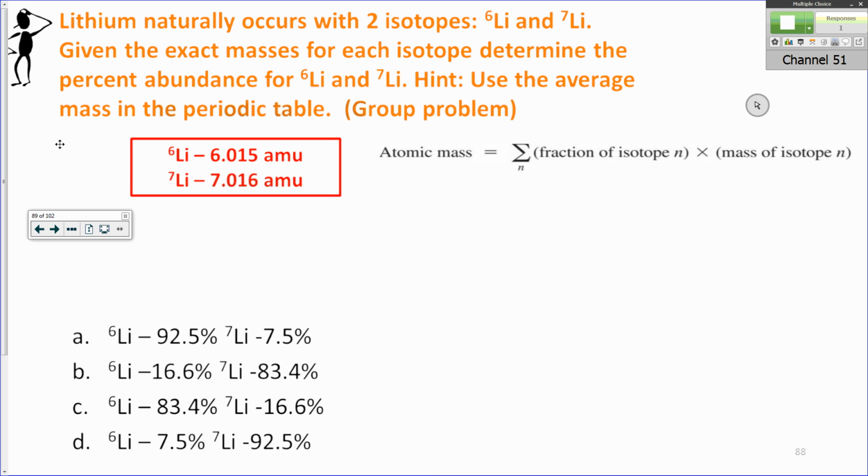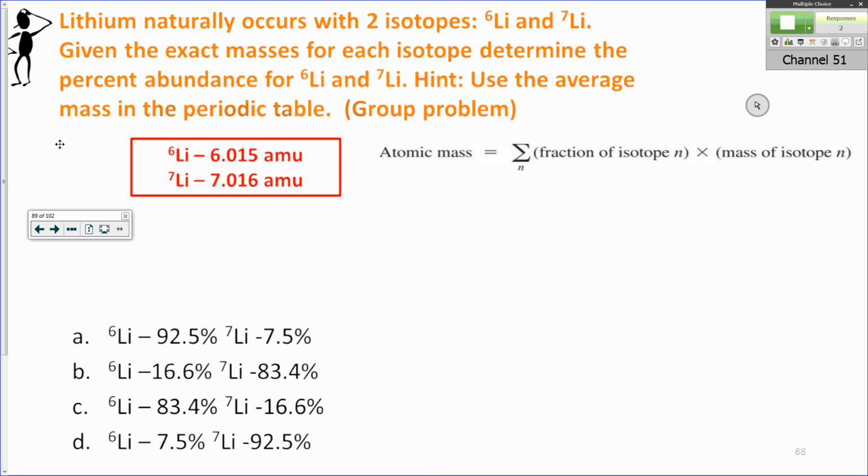If you think it's B or D, put 16.6% in as the decimal equivalent, so 0.166 times the mass of lithium-6, plus the decimal equivalent for lithium-7 times its mass. Those should add together to be the mass on the periodic table. That's your check to see if you got the right one. If you don't know how to solve it the long way, you can do process of elimination. One of the four is correct.